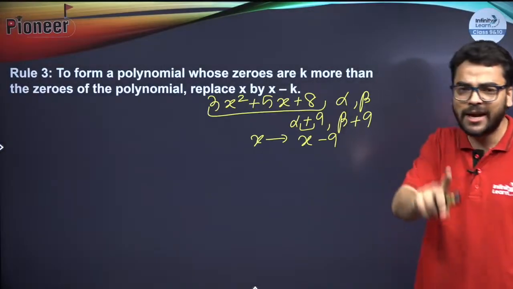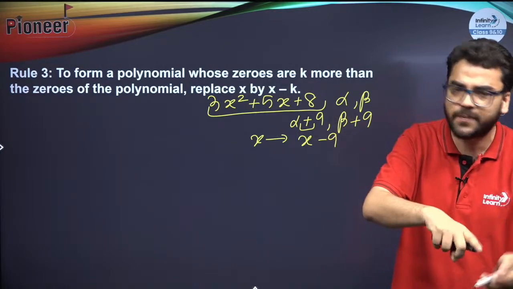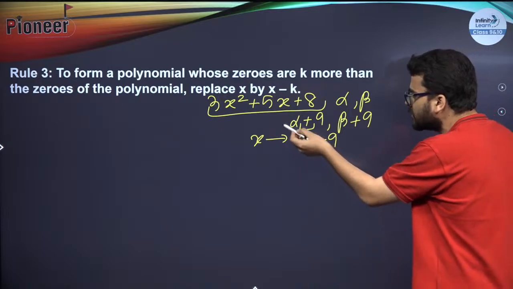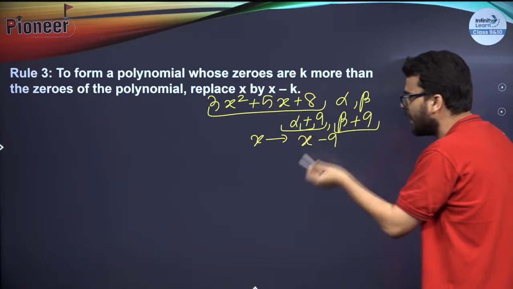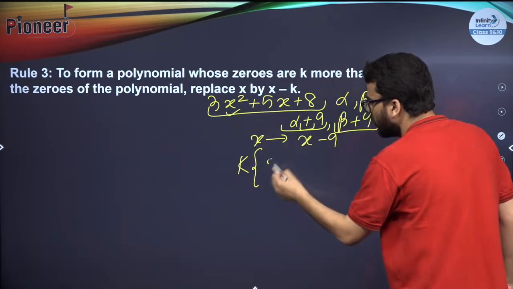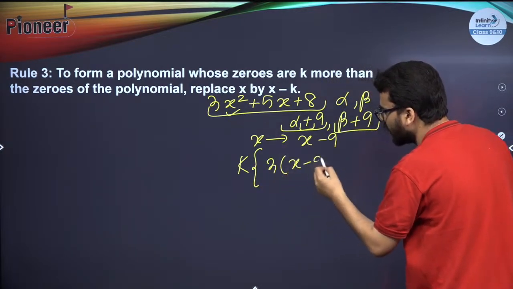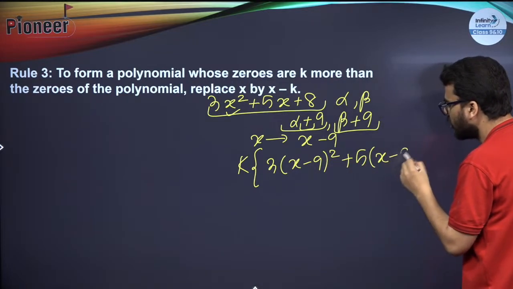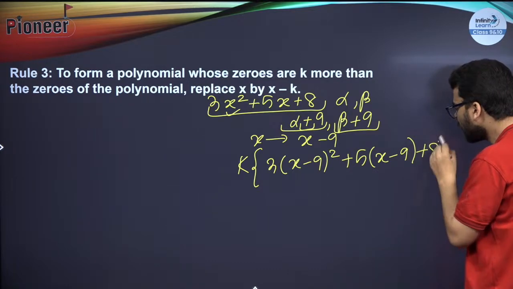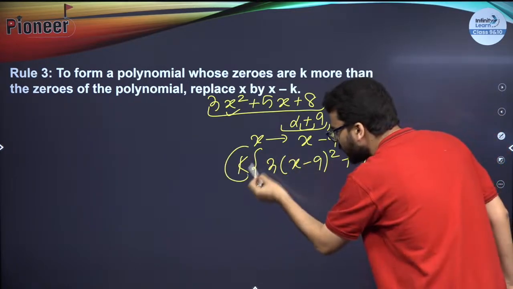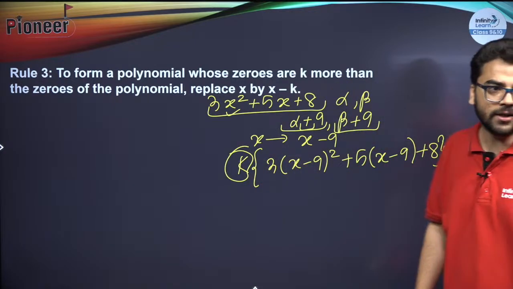So again, don't get confused between polynomials and equations, because you'll not get a unique polynomial. No unique polynomial is there whose zeros are alpha plus 9 and beta plus 9. So that polynomial can be written like this. In this polynomial, put x is equal to x minus 9, right? That is the answer. Now, this is not the unique polynomial, because over here as well, infinite values of k are possible. You got that logic?